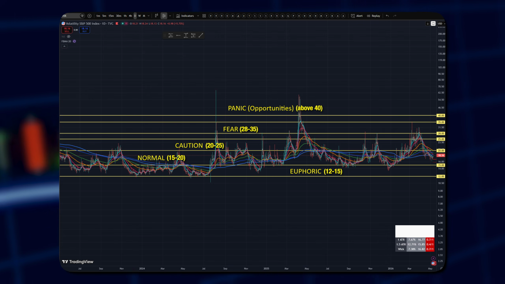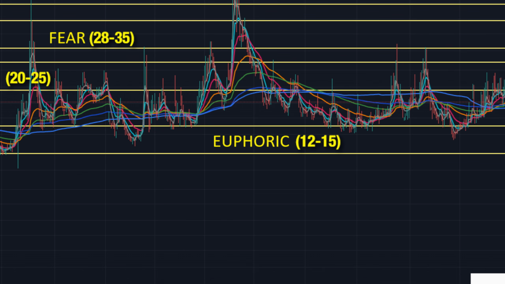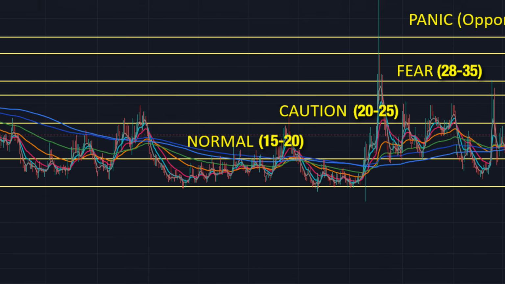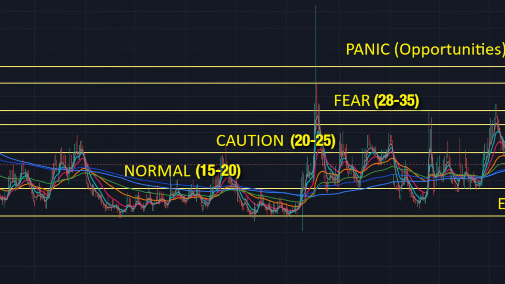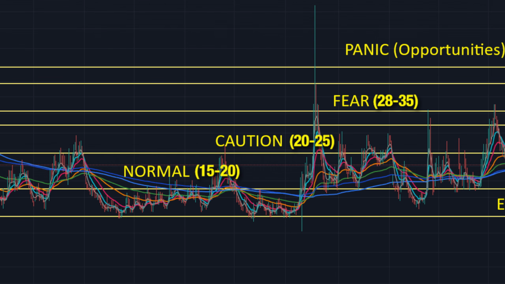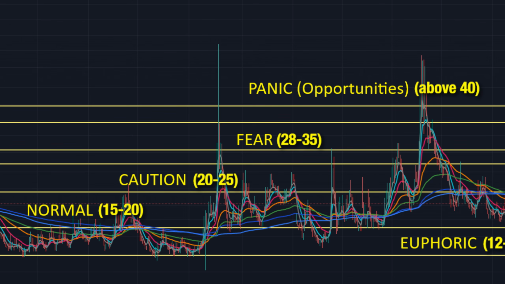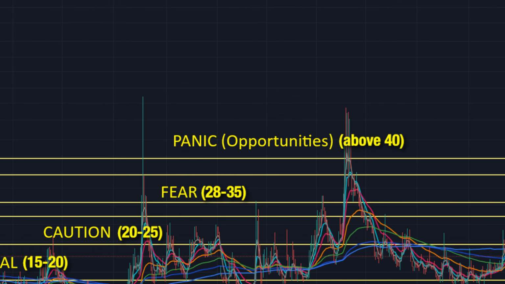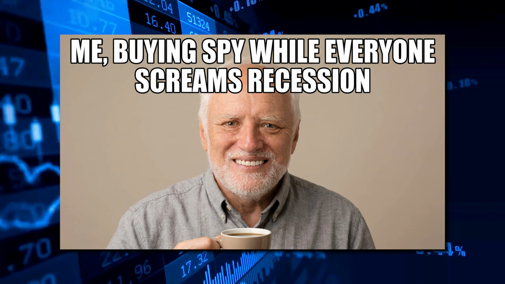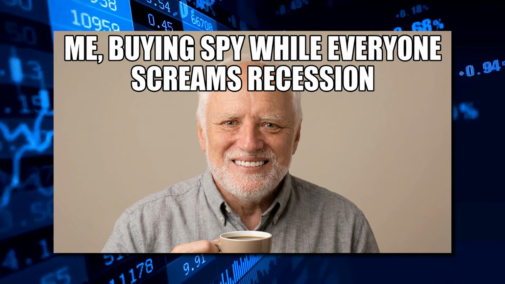VIX 12 to 15. That's complacency. Markets are euphoric, and the S&P 500 usually bounces off the 20 EMA daily. VIX 15 to 20. Normal market conditions. This is where you get clean bounces off the 50 EMA daily on the S&P 500. VIX 20 to 25. Caution zone. Watch the 100 and 200 EMA daily on the S&P 500. VIX 28 to 35. Fear is real. Historically, these levels have given the best swing entries of the past decade. VIX above 40. Full-on panic. It's very rare, but every time it's happened recently, it marked a generational buying opportunity.